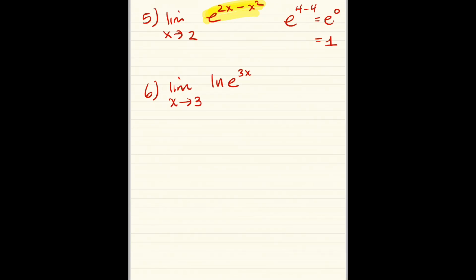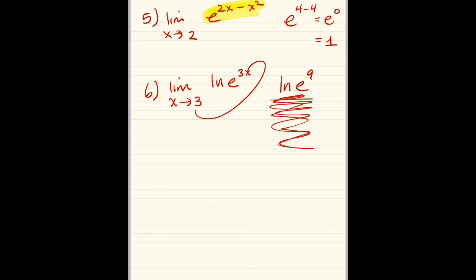Here's our final one. The limit as x approaches 3, you put the 3 in here. That's 9. We know when natural log touches e, it gets rid of it, and it just leaves you with the exponent. So that's just 9, okay?